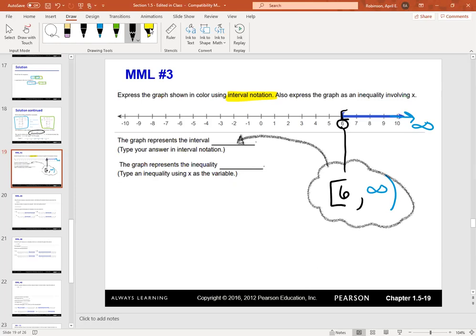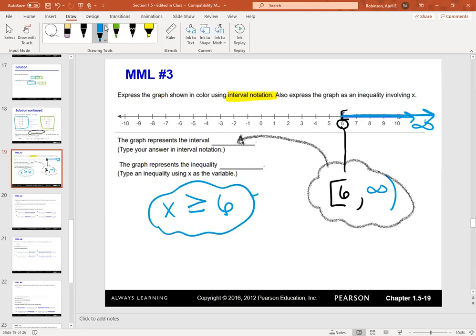And then it says the graph represents the inequality. Well, everything that is highlighted is what X can be. So X can be greater than or equal to 6. Again, you're starting at the 6 and then you're going to the right. So anything that is 6 or to the right, that's greater than. And so this answer is what would go right here. And that's number 3.